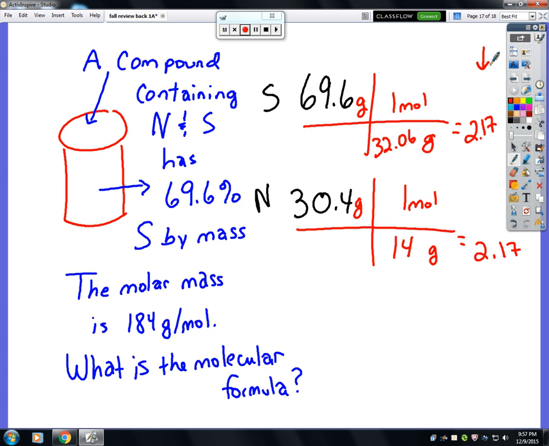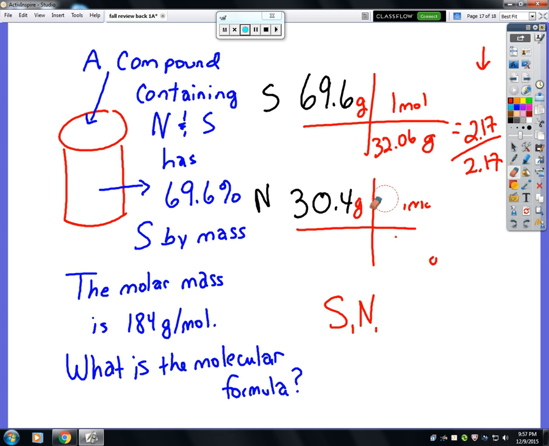That's what I'm talking about. Usually these numbers are not the same, sorry. Okay, I just happened to pick two examples that had the same number. Usually they're different, and you have to pick the smallest number. That's the divide by small, right? Percent to grams, grams to moles, divide by small. Well, these are both the same. So I'm going to divide by the same number. Okay, so what's that mean? That means my S and my N are 1 to 1. That's my empirical formula.